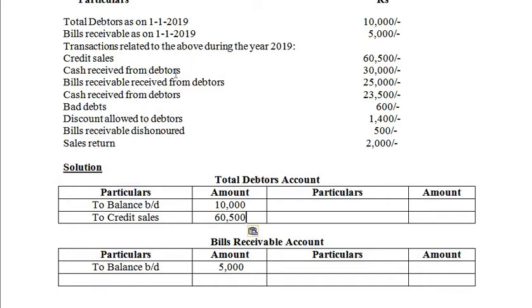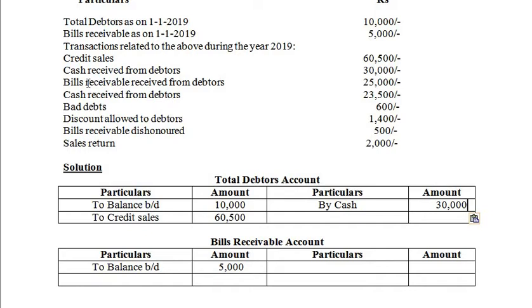Next, cash received from debtors. It's clearly given there that cash is received from the debtors. So where will you take this? It will come in case of your debtors account. So by cash received, or you can write it as by cash. Anything is okay. I'll write it as by cash, and then the amount is how much? 30,000. So write down the amount as 30,000.